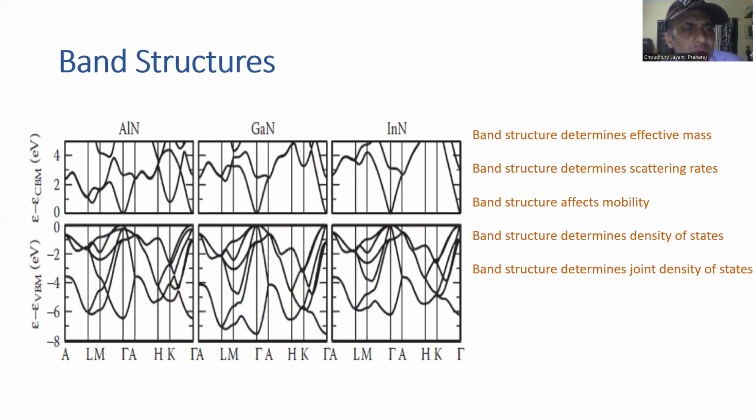On this slide, we show some of the band structures in these materials. As you can see, the band structure is crucial to determining many material properties, like mass, mobility, and optical properties like absorption coefficient, complex dielectric constants, etc. The bottom panels show basically the valence band dispersions, while the upper panels show the conduction band spectrum.